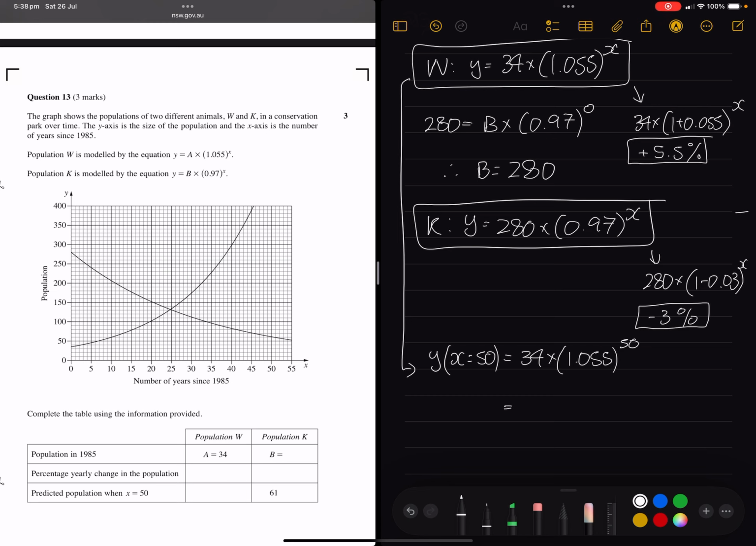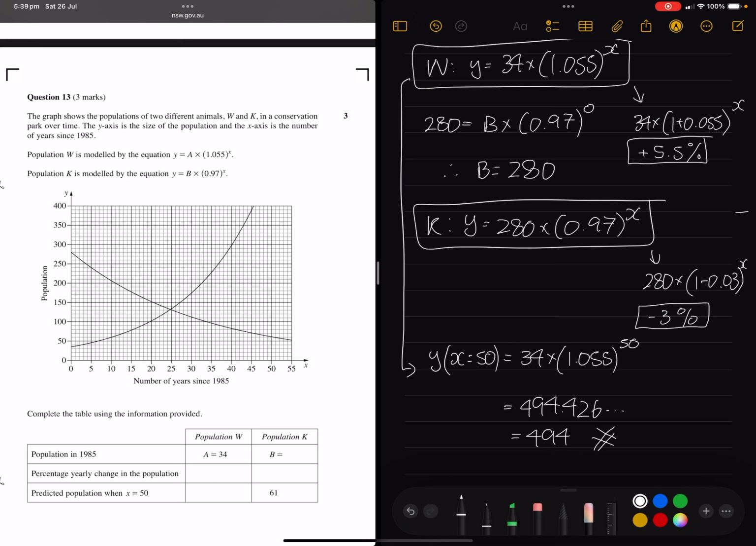So we'll plug this into the calculator. So 34 times 1.055 to the power of 50. That is, according to my calculator, 494.426 dot dot dot. So depending on how you round that, the closest rounding is 494. So we'll say the population estimate is 494.